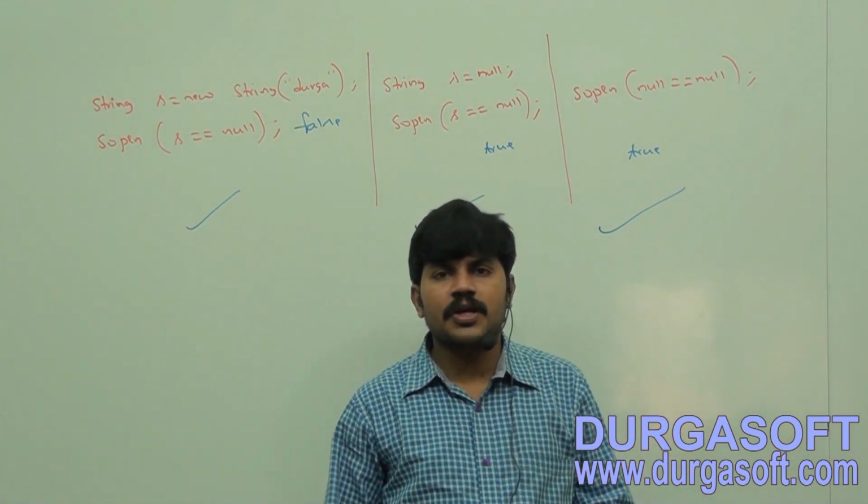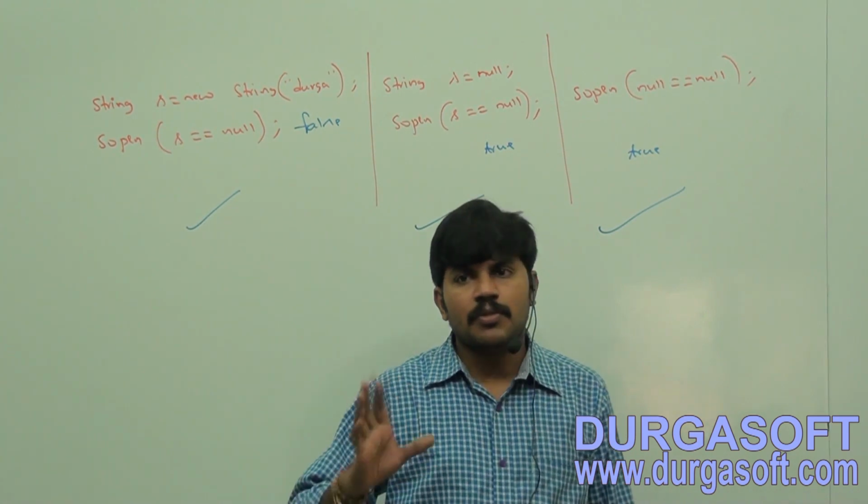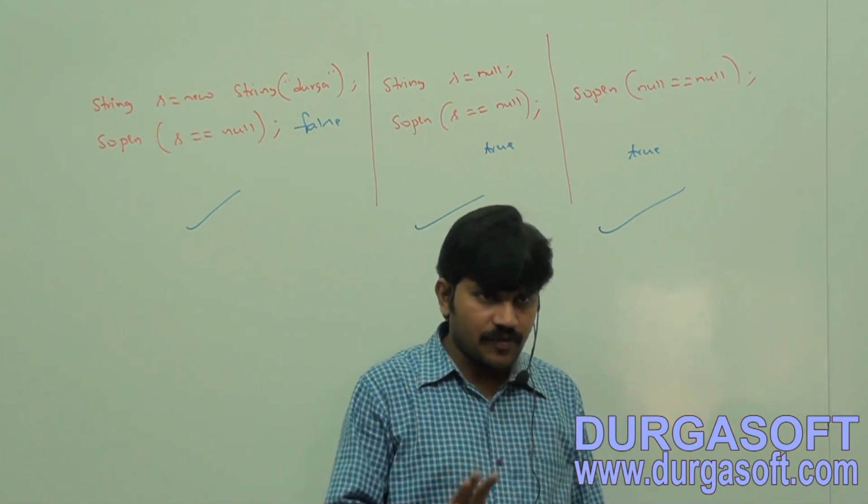Next, what is the difference between the double equal operator and the dot equals method? A compulsory question for the exam. Make sure you have clear clarity. Clear for all of you? Look at this.